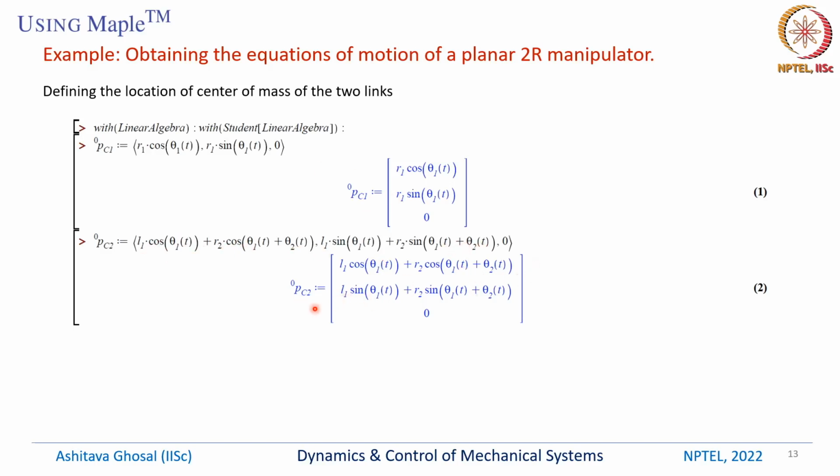As soon as you type this, you will get the position vector. So these are consistent with what is mentioned in the notes, and this is very easy. You have to give these inputs. You need to know that r1 cos theta 1t is the x component and r1 sin theta 1t is the y component. But that is very simple. We are not doing very tricky things. From the figure you can see what is the position vector of the center of mass of each link.